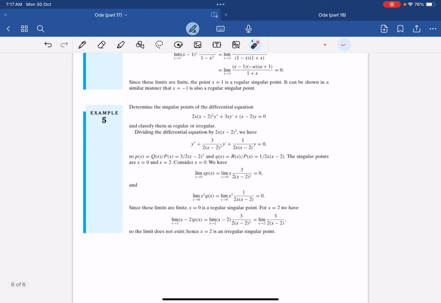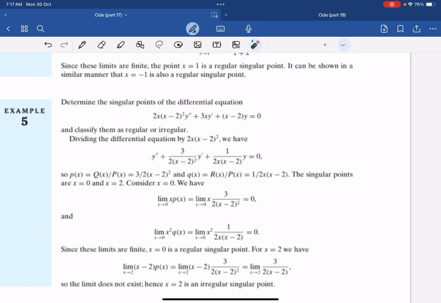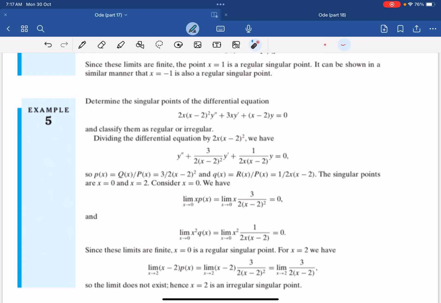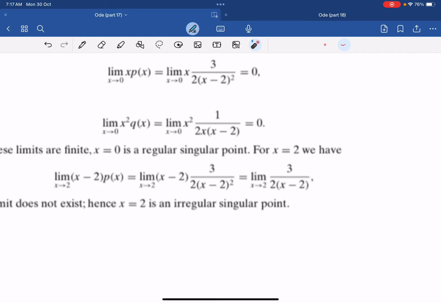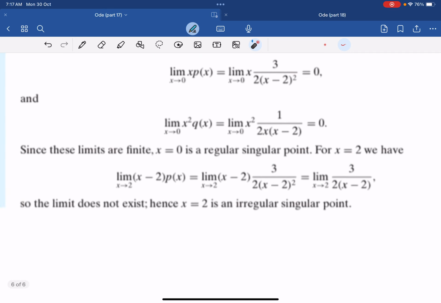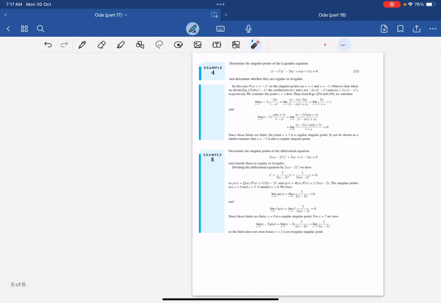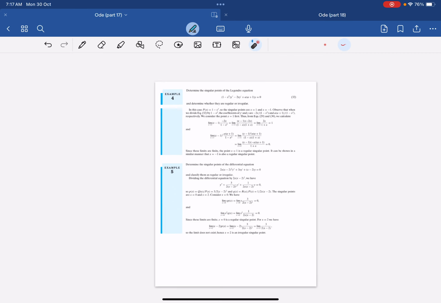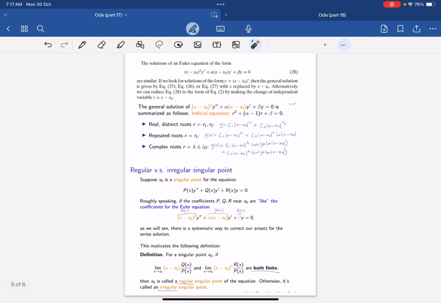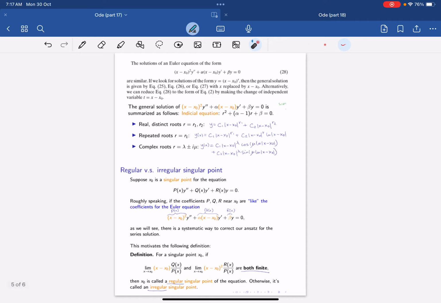Another example, for an irregular one, is you have this differential equation. Then we see that x equals to 2 and x equals to 0 are the singular points. For x equals to 0, the limits exist, so it's regular. But for x equals to 2, we see that the limit does not exist. Hence, x equals to 2 is an irregular singular point. So this is just a definition of regular and irregular singular points. It will motivate our example later on of finding a series solution for this Euler's equation.